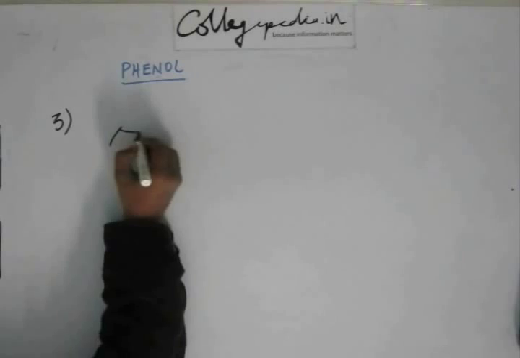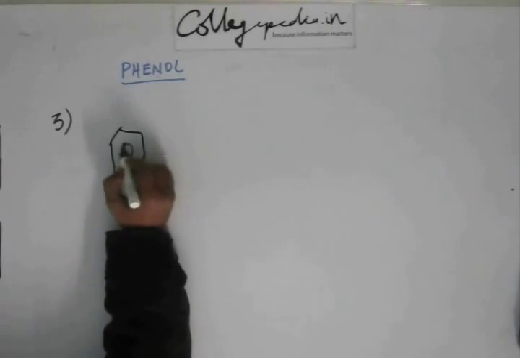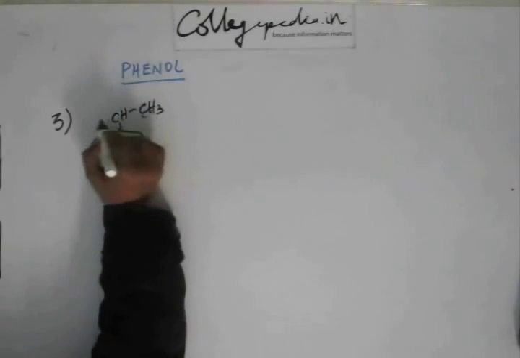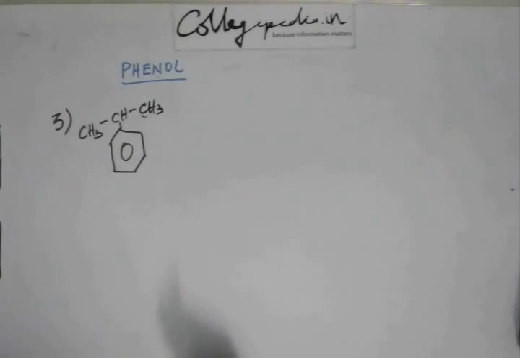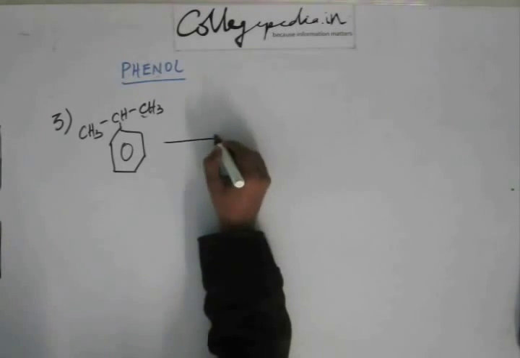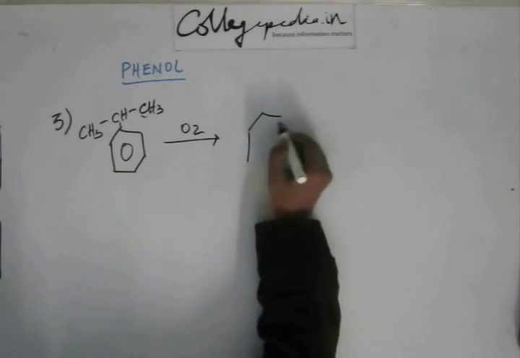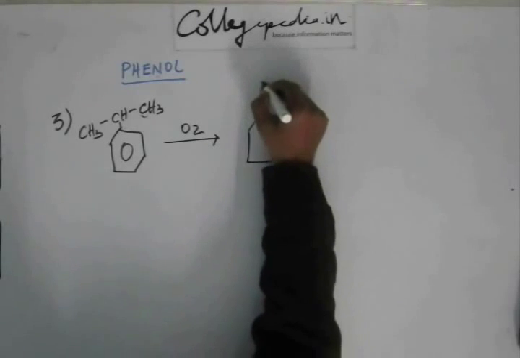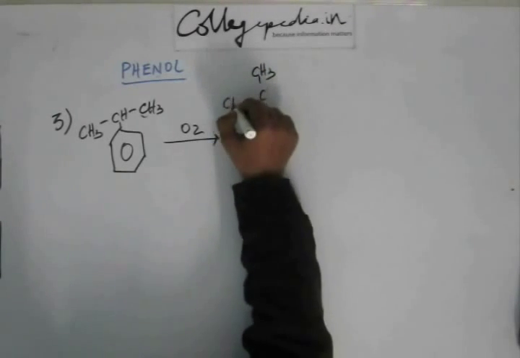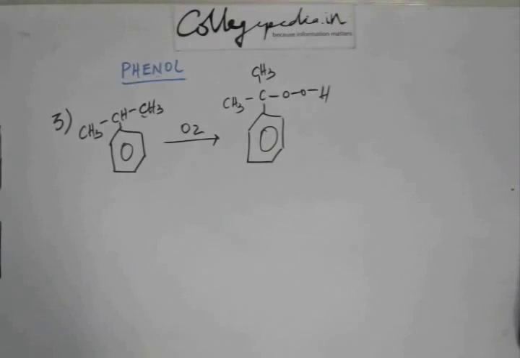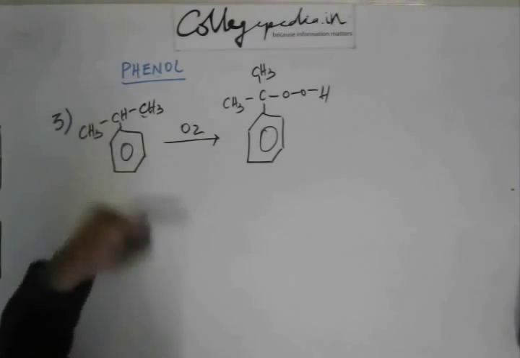The third reaction is an important one. We get it from cumene. Cumene is the common name of isopropyl benzene. This is cumene. This isopropyl benzene is called cumene. What happens is this cumene on aerial oxidation gets converted to cumene peroxide. Oxygen is inserted between carbon and hydrogen.